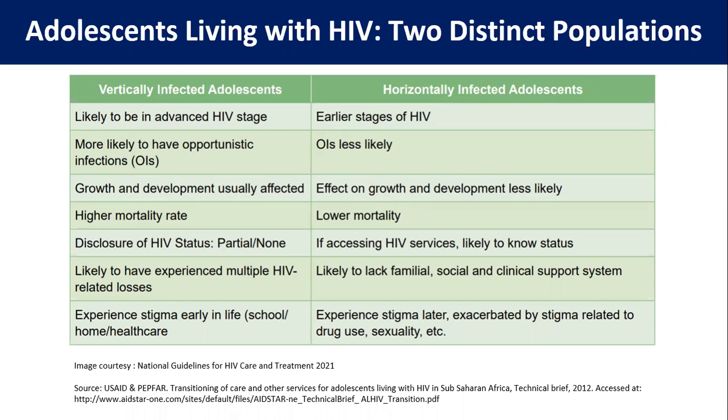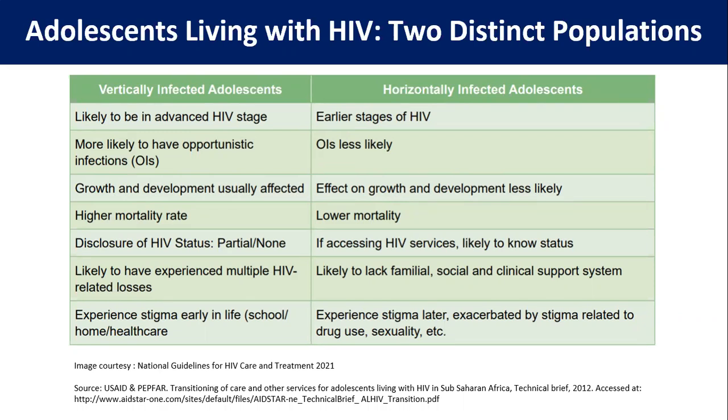Vertically infected adolescents are likely to have advanced disease, and they are more likely to have OIs. Their growth and development is usually affected, and they usually have a higher mortality rate. Disclosure of HIV status can be partial or none in them. They are likely to have experienced multiple HIV-related losses in their family, since it is a vertical transfer. Either they lost both parents or a single parent, and they have also experienced stigma early in their life. It can be faced by them in school or in the healthcare system.